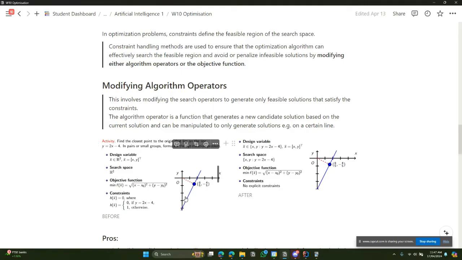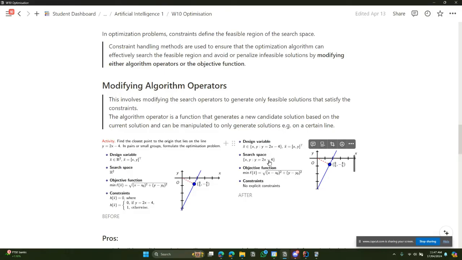So the way is to basically modify the algorithm operator. So we change the search space here. If you look at the after picture now, the search space has changed and the constraints are gone. We don't need constraints anymore because every solution we generate is feasible. It's amazing. So basically here, the search space, xy, is defined by y equals 2x minus 4.